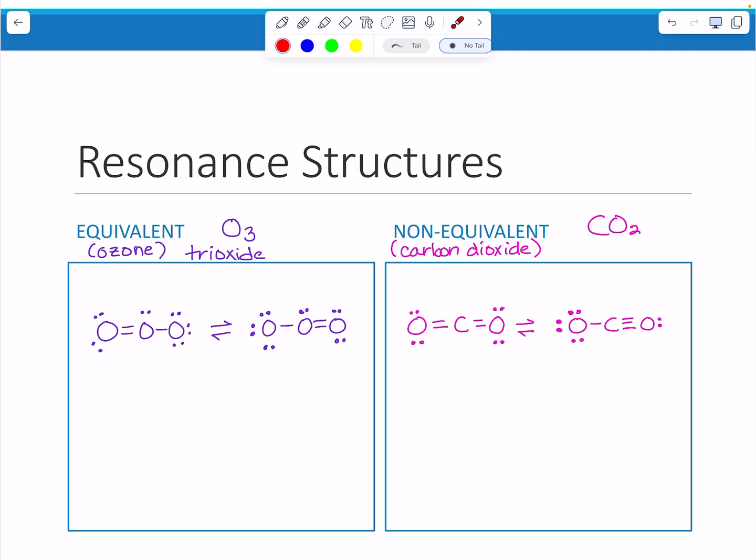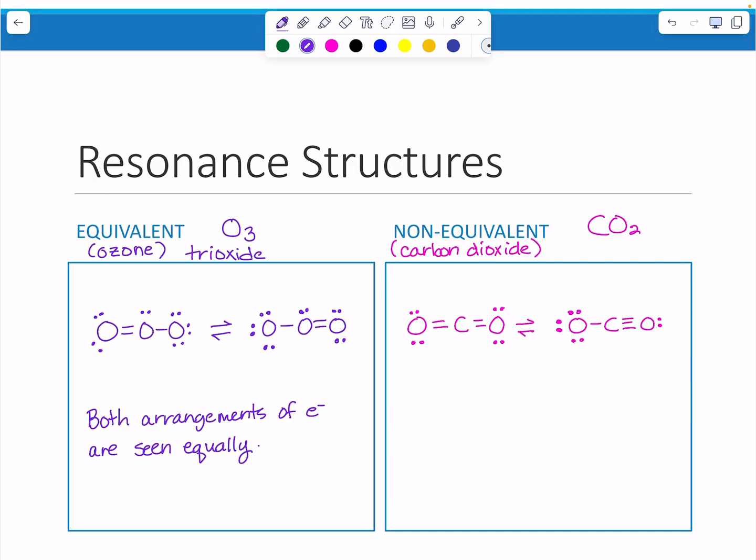Both arrangements of electrons are seen kind of equally.